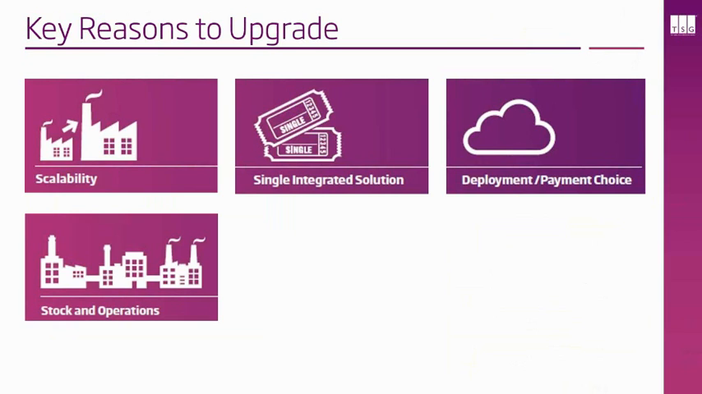Stock and operations. This is a key area. Things like multi-location stock, advanced units of measure, multiple units of measure, serial and batch traceability, multi-user stock takes. Significantly enhanced stock control in Sage 200, and a key reason why people do move.